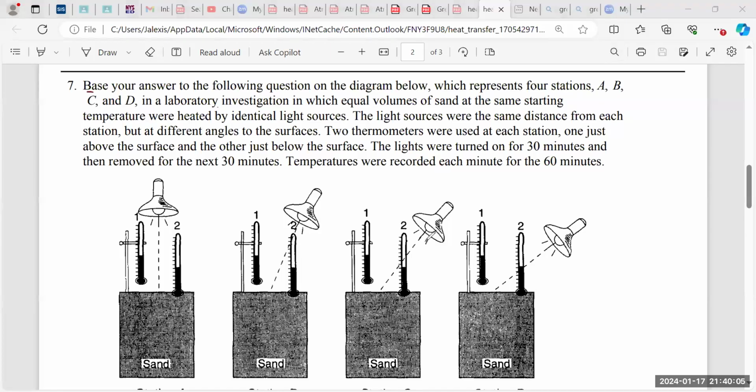All right, so number 7 says base the answers to the following questions on the diagram below. Which represents 4 stations, A, B, C, and D, in a laboratory investigation in which equal volumes of sand at the same starting temperature were heated by identical light sources. The light sources were the same distance from each station, but at different angles to the surfaces. 2 thermometers were used at each station, one just above the surface and the other just below the surface. The lights were turned on for 30 minutes and then removed for the next 30 minutes. Temperatures were recorded each minute for these 60 minutes.